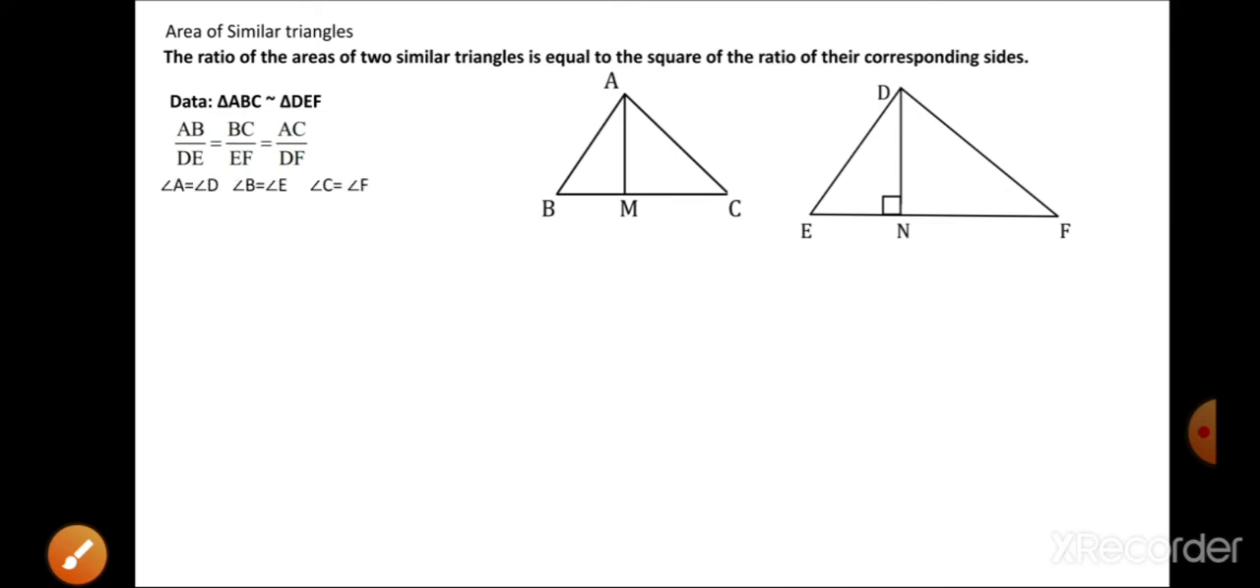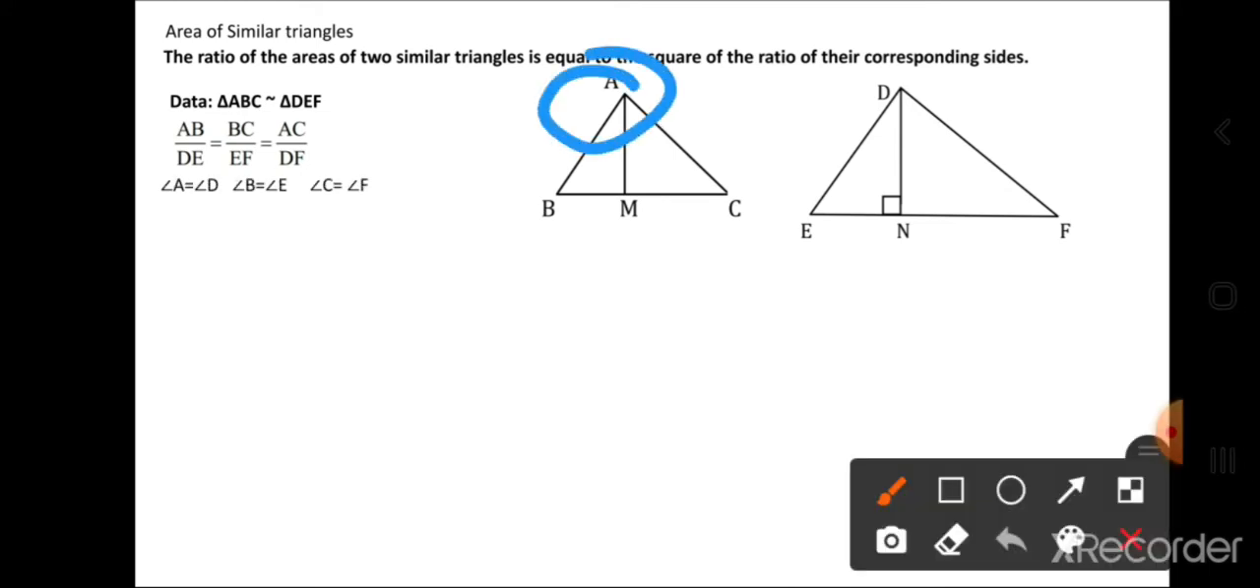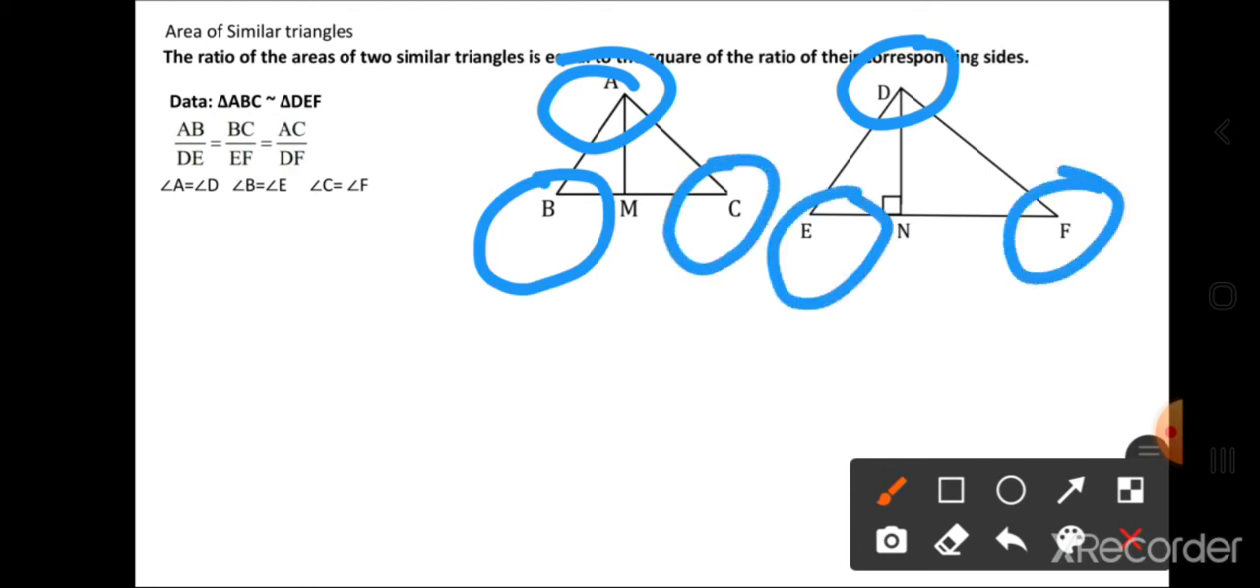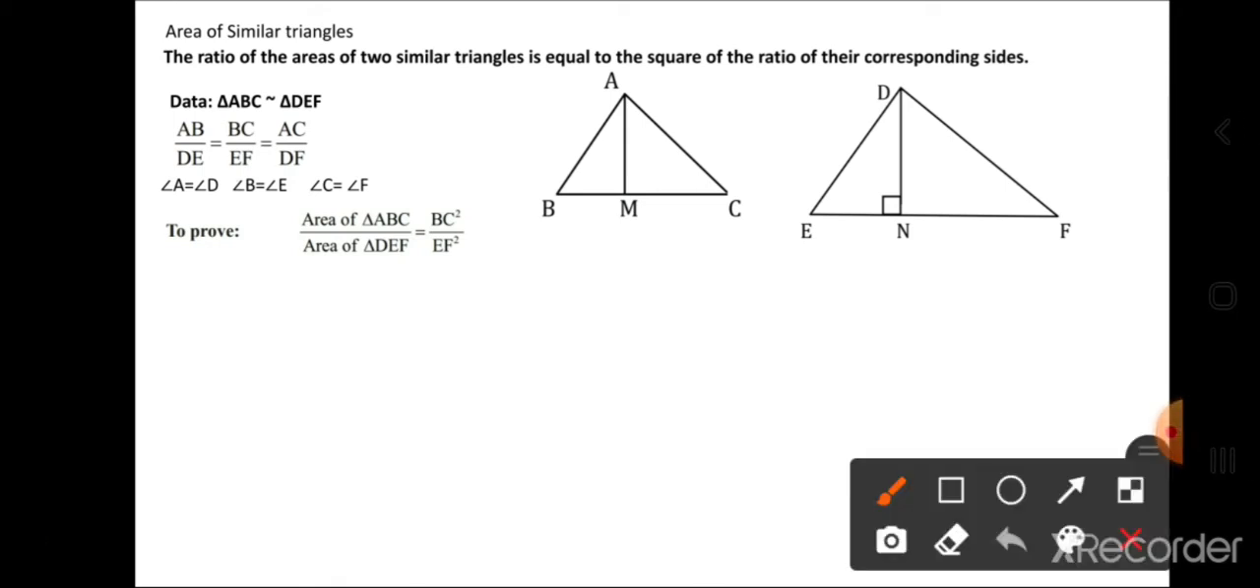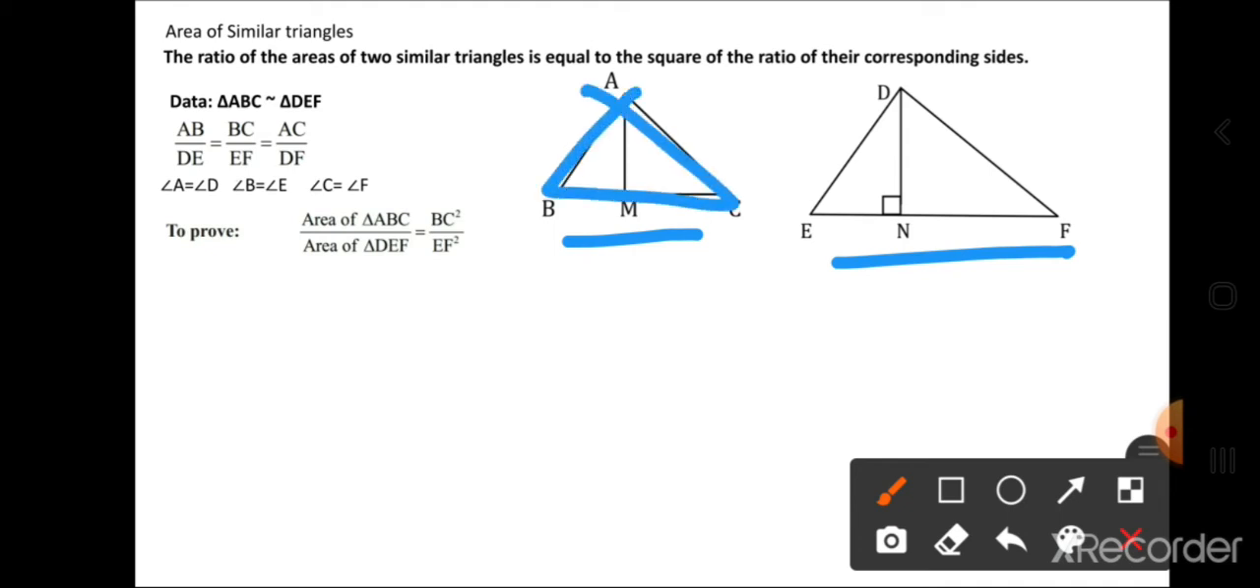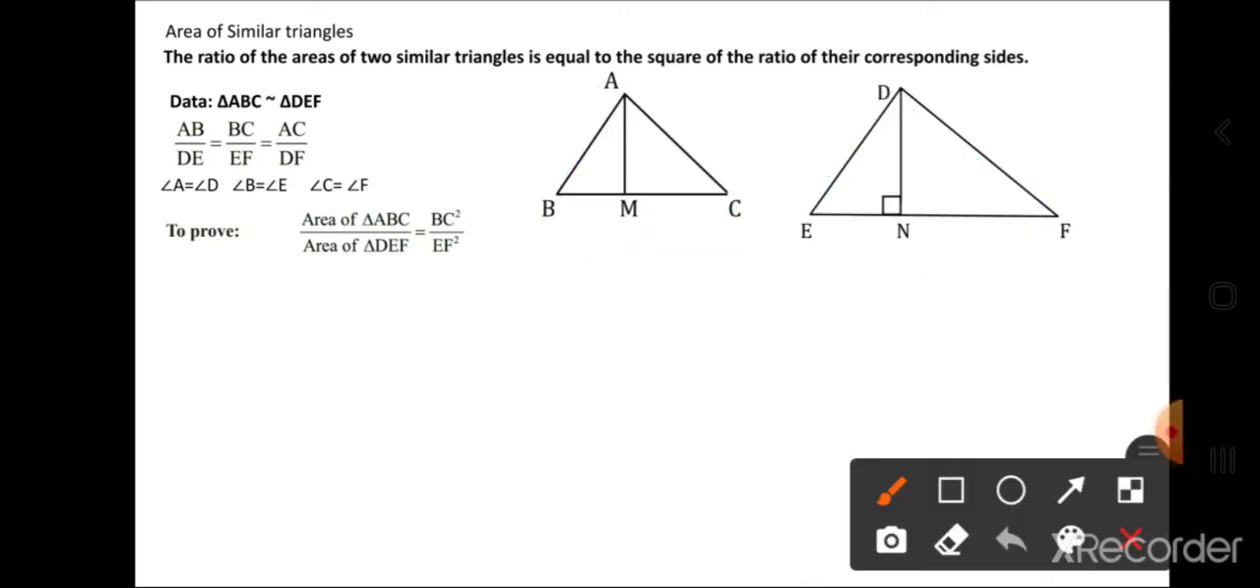Based on the same data, we can also write that angle A is equal to angle D, angle B is equal to angle E, angle C is equal to angle F. That's what we have written here. The next part is what I have to prove. As I mentioned before in the statement, here we have considered only one corresponding side. That is, the area of triangle ABC divided by the area of triangle DEF, which are both similar to each other, is equal to the square of the ratio of their corresponding sides.